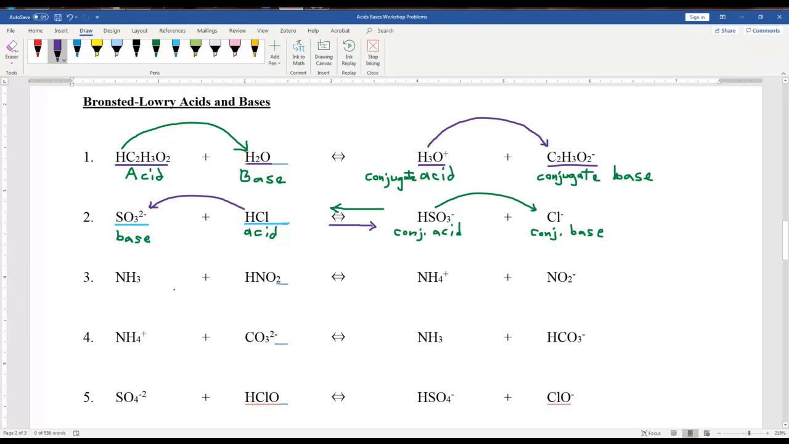Which one is the acid for number 3? HNO2. Very good. This is the acid because if you look on the other side, you see that NO2 minus is by itself. So this is HNO2, so to get NO2 minus by itself, it must have donated its hydrogen to the NH3. And that means the NH3 must be your base. For the reverse reaction, the NH4 plus is the conjugate acid, and the other one is the conjugate base.